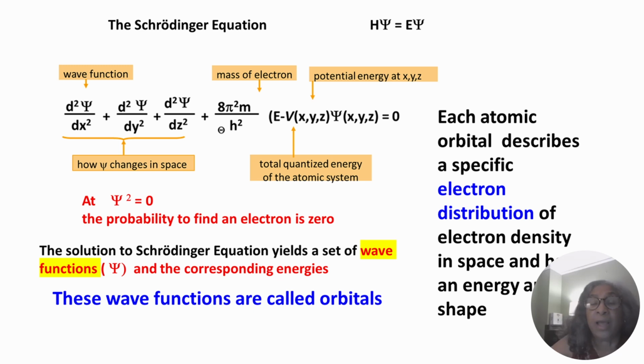We have the atomic orbitals S, P, D, and F. So we don't pay too much attention to this formula, but we will be paying attention to the answers to this Schrödinger equation.